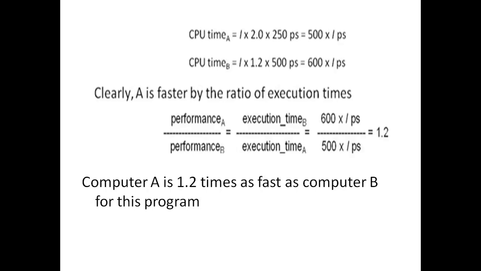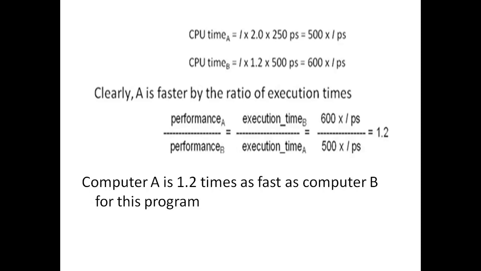We can modify these equations. Clock cycle time and clock rate are reciprocals. So now I simplify the equations. Execution time equals CPU clock cycles divided by clock rate. So finally, CPU clock cycles equals the number of instructions for a program times clock cycles per instruction.